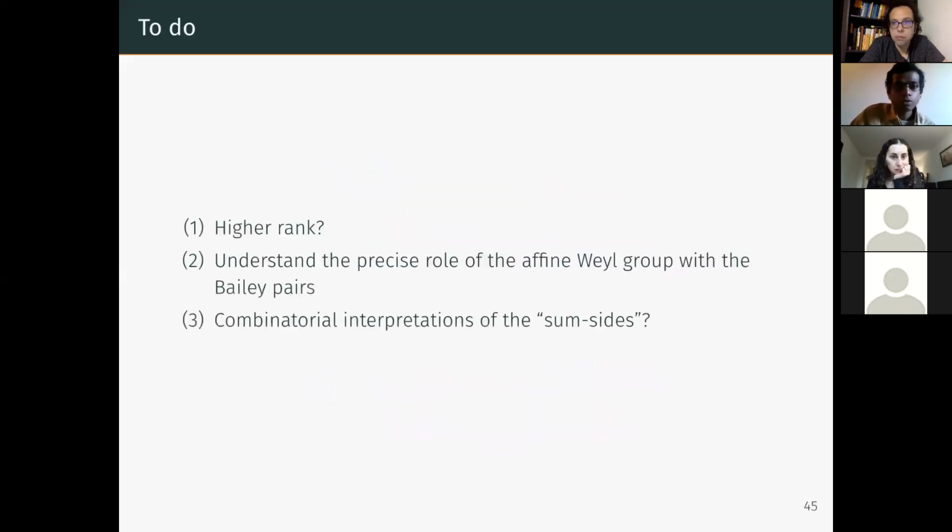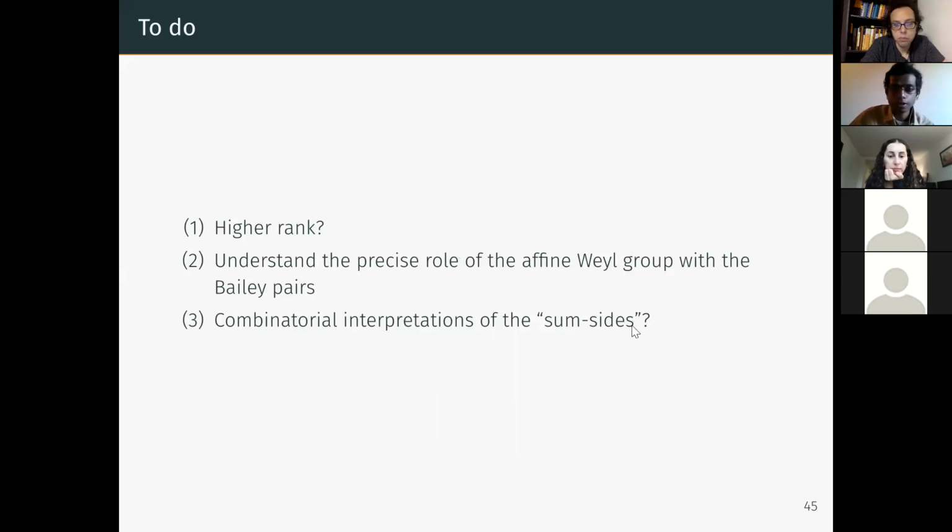So what is left to do? Well, obviously now we understand A11, that was done decades ago. We now understand A22. What about the higher rank? Second thing left to do is I still don't know how the affine Weyl group is exactly related to the Bailey pair. So that's something that'll be very nice to illuminate, so that we can guess Bailey pairs and the Bailey machinery for higher ranks.